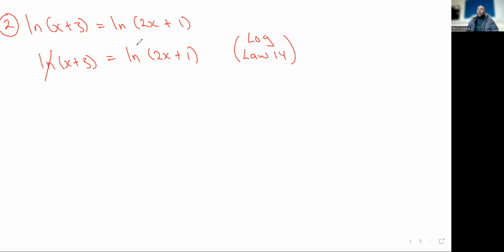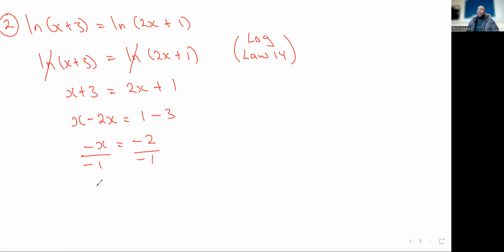So this is going to cancel that, and we're going to have x + 3 is equal to 2x + 1. We collect like terms, take 2x to this side and 3 to that side. So we have x - 2x is going to be equal to 1 - 3. Then -x is going to give you -2. Divide both sides by -1, then x is going to be equal to 2. And that will be the answer for that. So you can see, provided you're using the right law, you should get the right answer.